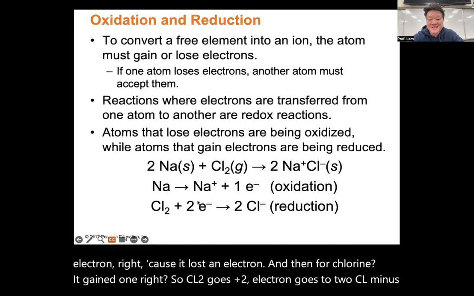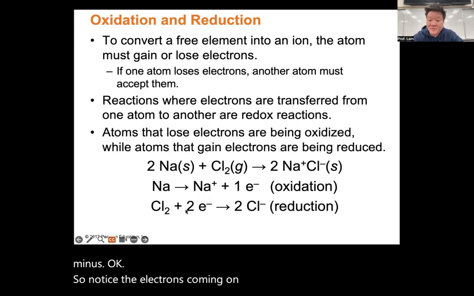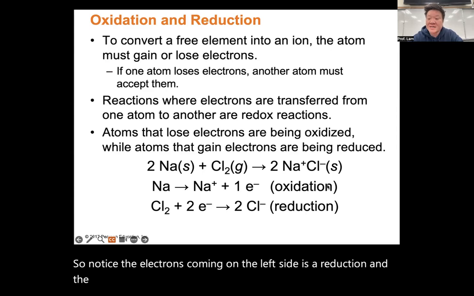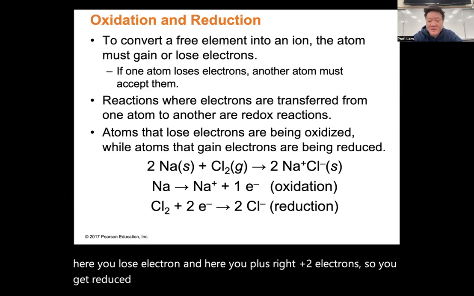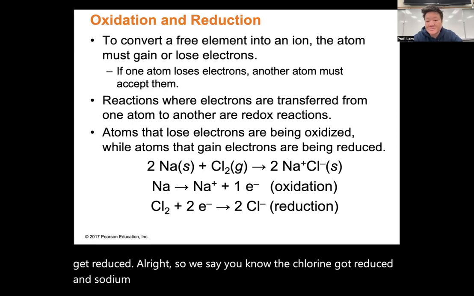So notice the electrons on the left side is a reduction, and the electrons on the right side is an oxidation, because here you lose electrons, and here you add, plus 2 electrons, so you get reduced. All right, so we say the chlorine got reduced, and sodium got oxidized.